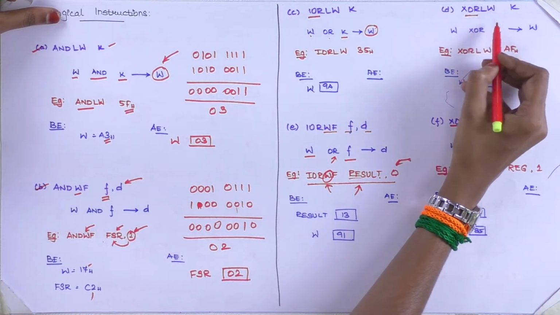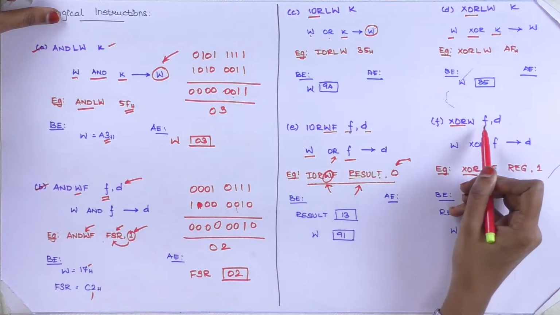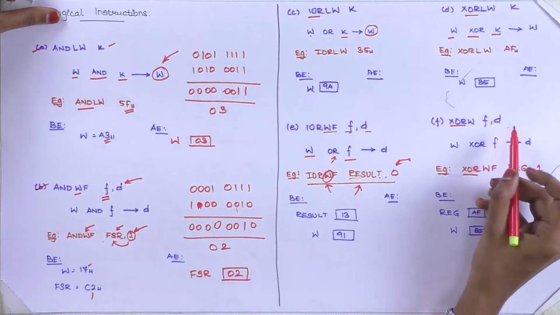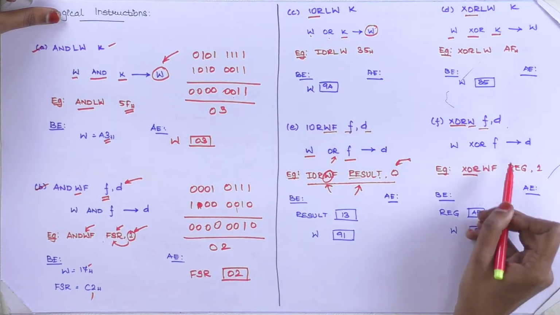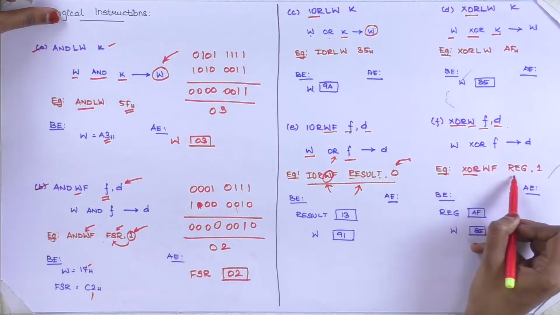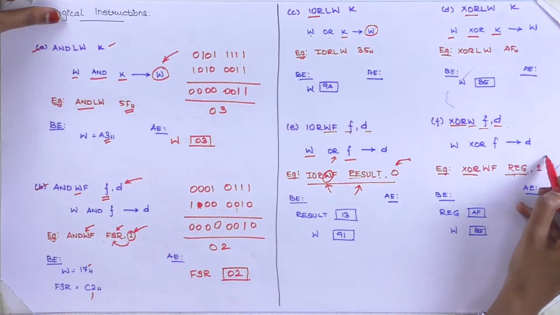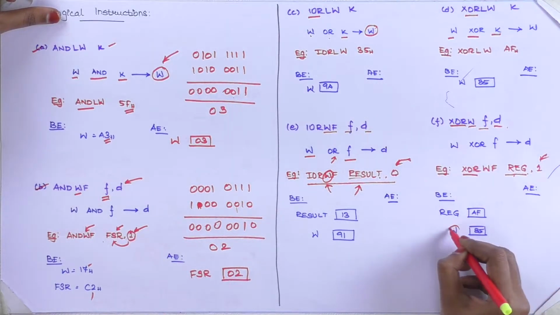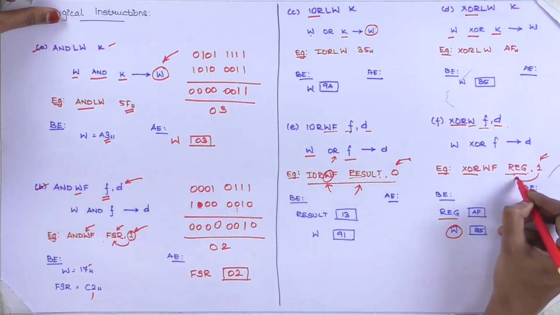So XORLW means literal value XORed with the W, right? And then XORWF F comma D. So F is XORed with the W and the result will be stored in destination. Here, see this example, the file register is REG and the destination field is 1, which means that the working register is XORed with REG and the result again will be stored in the REG.